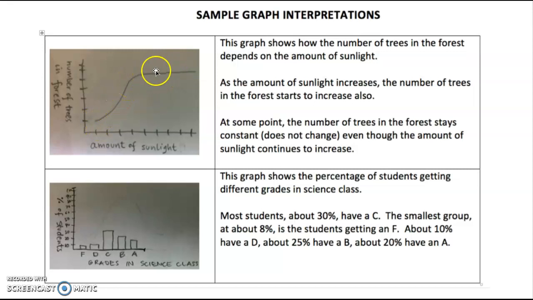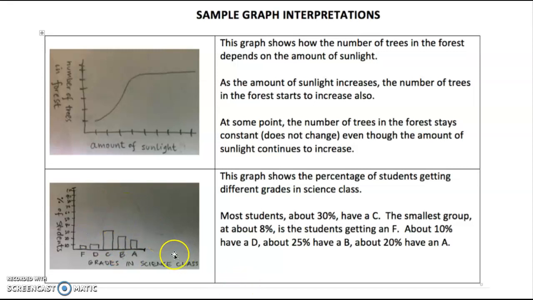But now I need to talk about what's going on here because it changes. So I say at some point, the number of trees in the forest stays constant. It does not change, even though the amount of sunlight continues to increase. Okay, so that's that graph. Now here's an example of a bar graph. As you can see, I kind of have a line graph in there, so just ignore that. That was supposed to be erased, but you can still kind of see it.